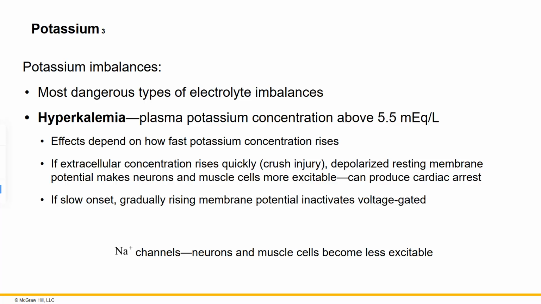So, hyperkalemia, like I mentioned, effects depend on how fast the potassium concentration rises. If extracellular concentration rises quickly, as in crush injury, the depolarized resting membrane potential makes neurons and muscle cells more excitable and can produce cardiac arrest. If slow onset, the gradually rising membrane potential inactivates voltage-gated sodium channels, and neurons and muscle cells become less excitable. They use, or used to use, pretty sure they still do, an injection of potassium to stop the heart, particularly in euthanasia.